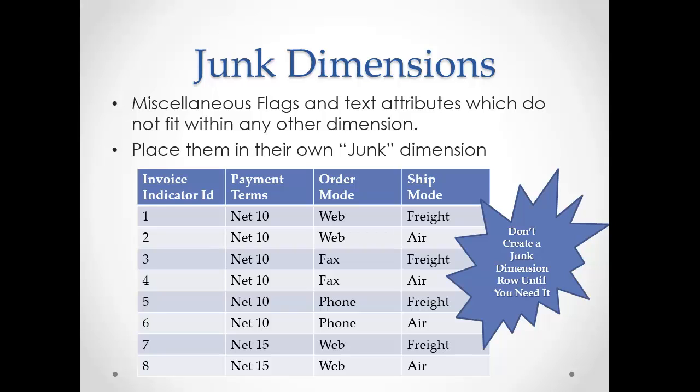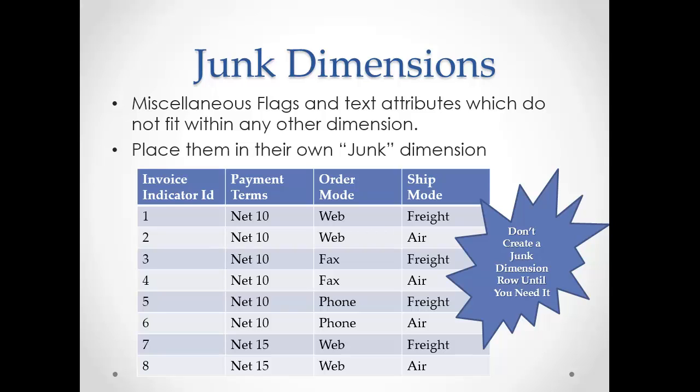In a junk dimension, what you want to do is make a row for each combination of the values in all the attributes of the junk dimension. So, for example, maybe I have two payment terms, net 10 and net 15. I have three order modes, web, fax, and phone, and I have two ship modes, air and freight. I would enumerate all those possibilities into a junk dimension.